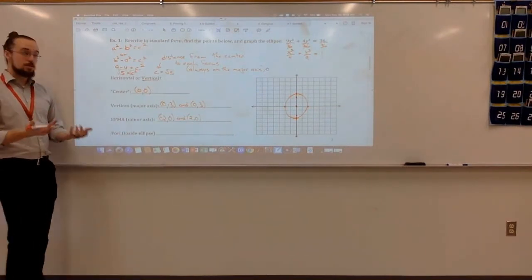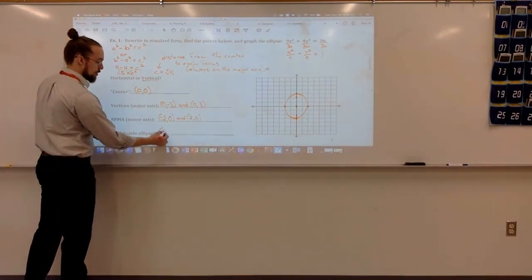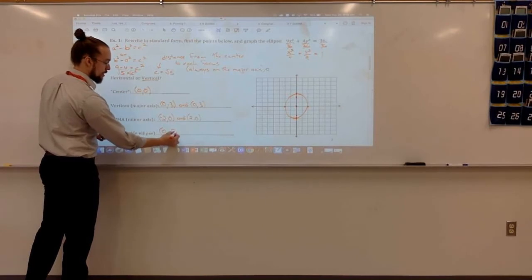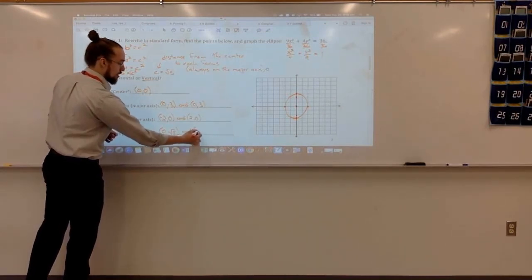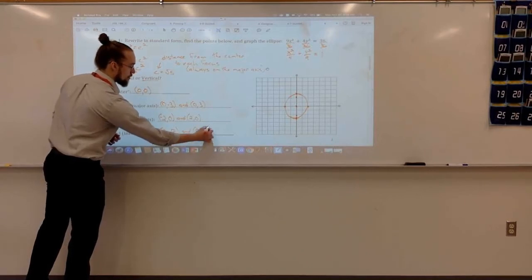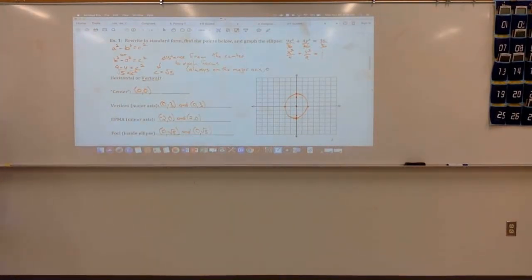So those 2 points then would be (0, negative square root of 5) and (0, positive square root of 5). Questions so far?